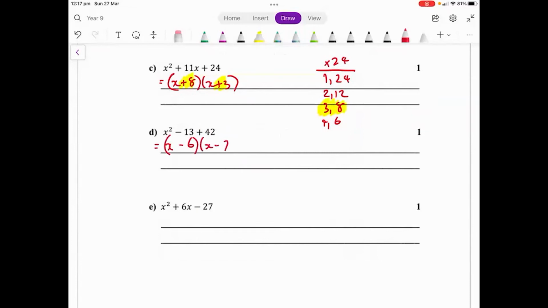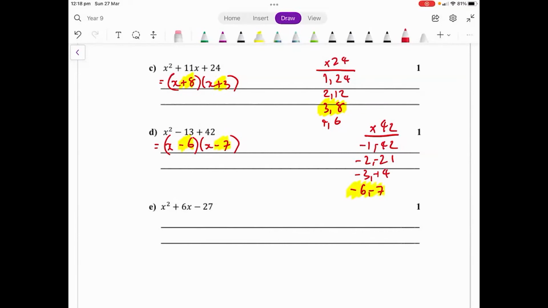Question D, I need two numbers that multiply to give 42, but add to give negative 13. That's x minus 6 and x minus 7. Once again, I can also write out all my factors of 42 and look at which combination works that way as well.